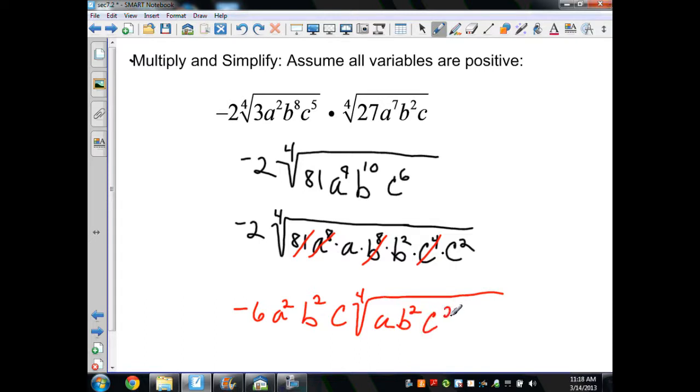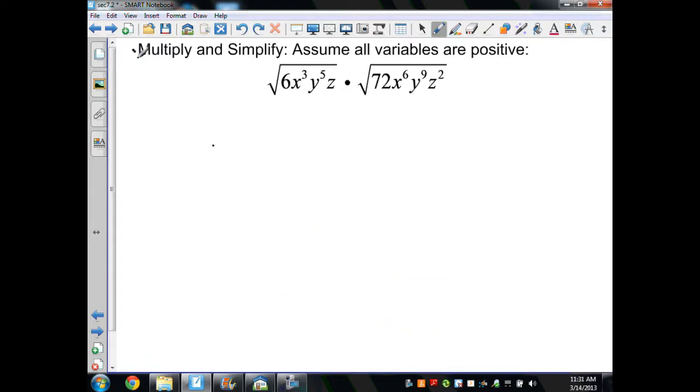c squared. On this example, I want to multiply and simplify and then assume all variables are positive. Here I am multiplying two radicals together. I can do that because I know their indexes are the same. Since I know that I can take the square root of 72 when I simplify it, I'm going to simplify each of these separately, then find the product, and then simplify again. So let's start with this radical. Here I'm going to have the square root of 6.